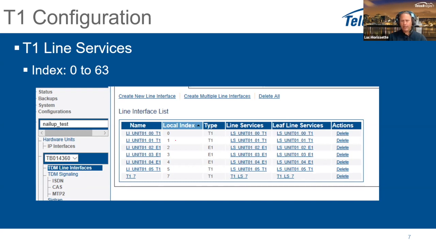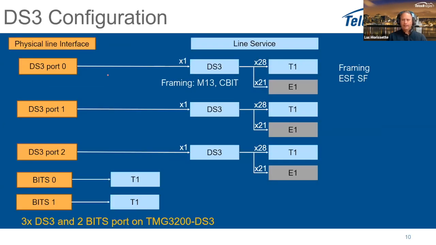And here I've shown 8, but you can have up to 63 T1s or 64 T1s actually in the same system. All right. If you have a DS3 configuration, it will be slightly different because here we have 3 ports now, 3 ports of DS3 that you can connect. These 3 ports need to be configured.